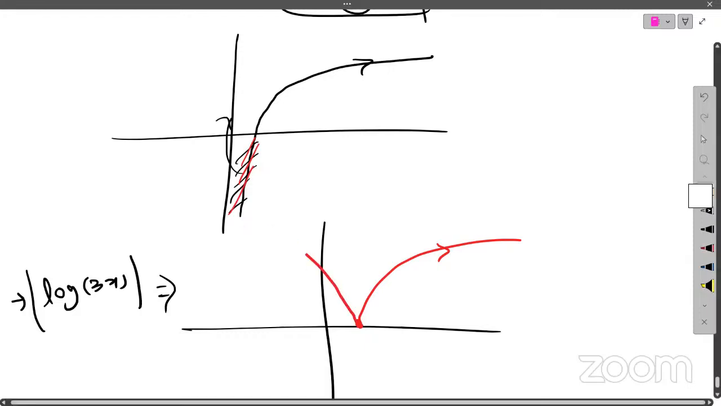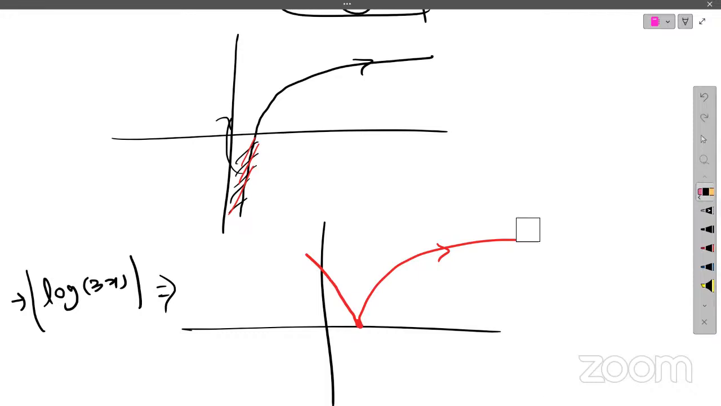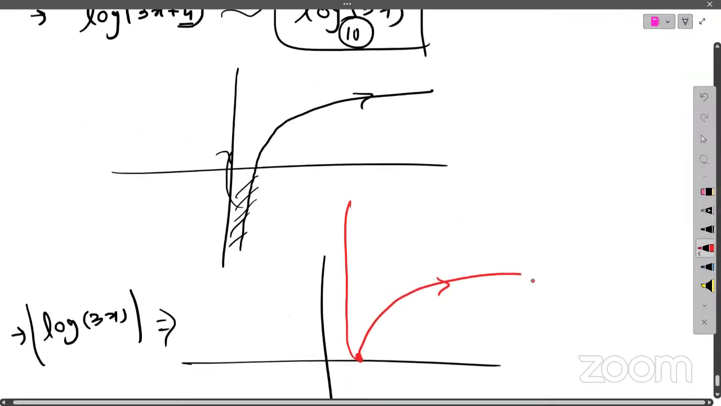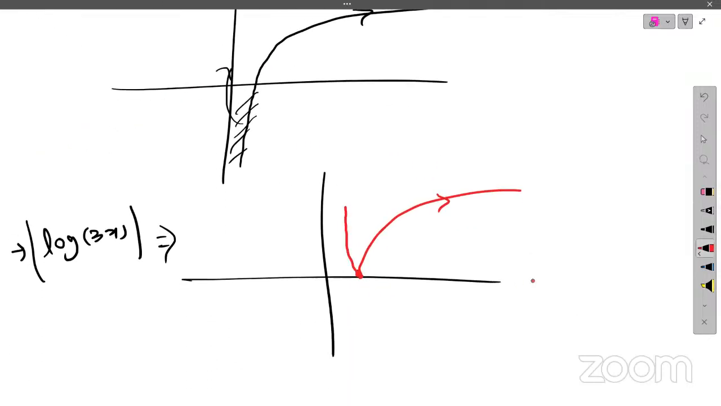Or more precisely, if you want, it will be something like this. It won't actually cross the y-axis. Ma'am, could you draw it on Desmos? Yeah, I'll draw that. Ma'am, it will be somewhat parallel to the y-axis, right? It will be somewhat parallel to the y-axis because it's a log of 3x.